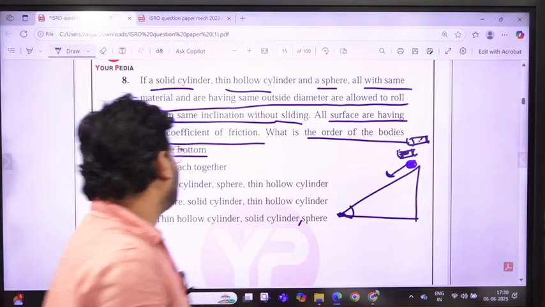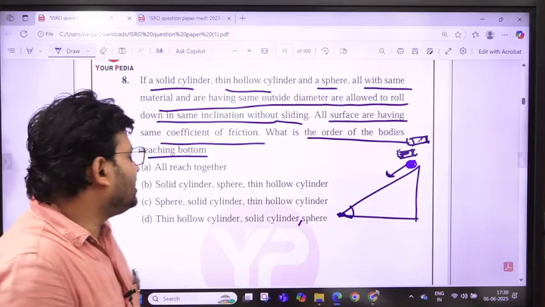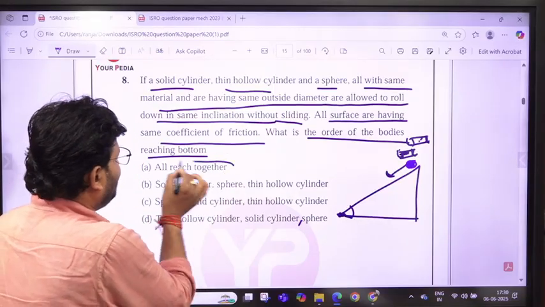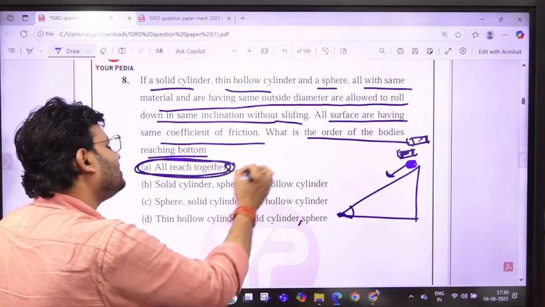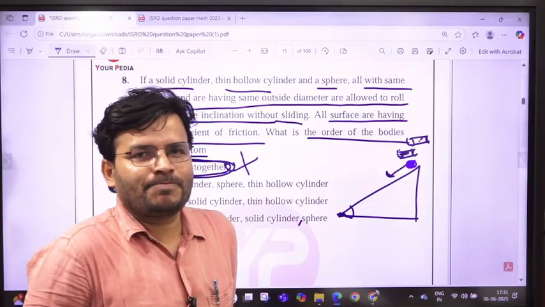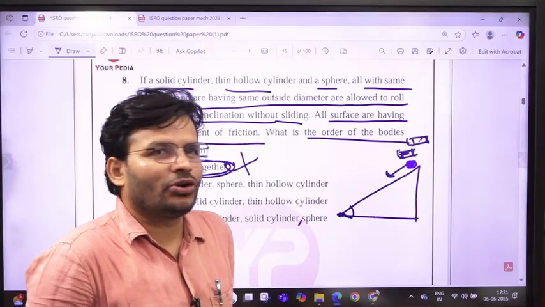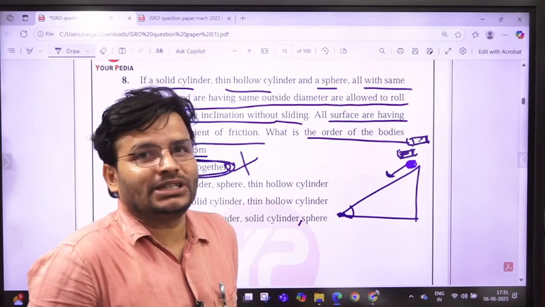In this question, most students choose option A, my dear friends. I have seen this previously whenever I take the class, they answer A, but that is the wrong answer. This would hold only if a rectangular block were there with different masses. In this situation we cannot say that it will be the answer.